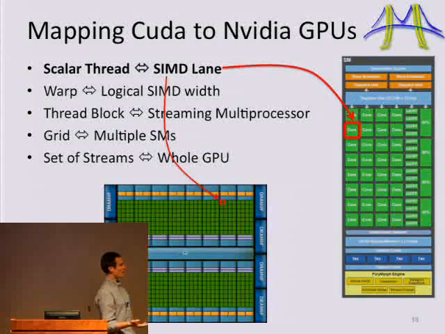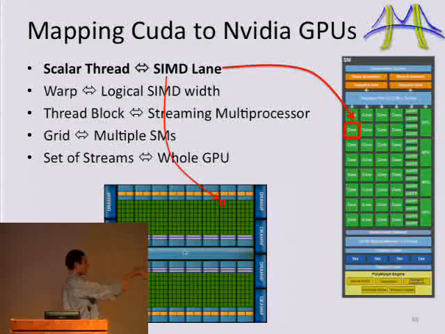This SIMD lane will have access to some subset of the register file. The compiler and the hardware ensure that the same thread gets the same set of registers every cycle. But otherwise, that's a very small piece of the entire pie.